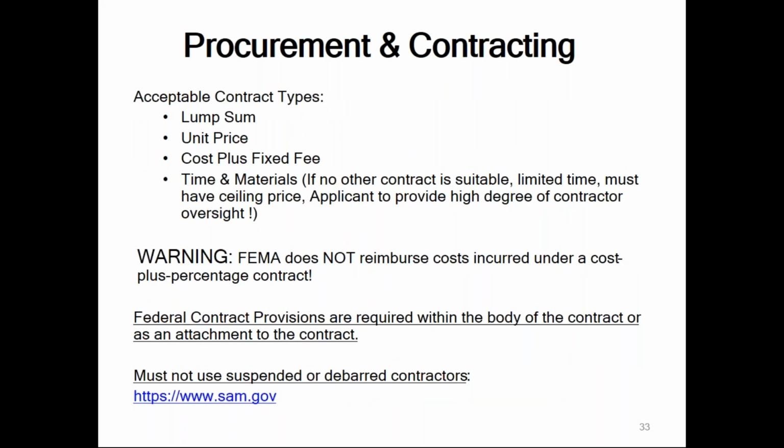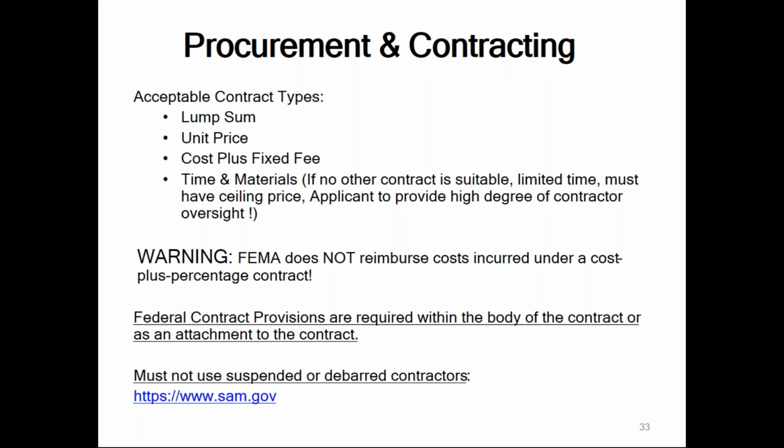These are acceptable contract types under federal awards: lump sum contracts, unit price contracts, cost plus a fixed fee. Time and materials contracts are allowed if no other contract is suitable. It can only be for a limited time and it must have a ceiling price. And the applicant is to provide a high degree of contractor oversight, because with time and materials contracts, there's no incentive for contractors to move quickly and save money.